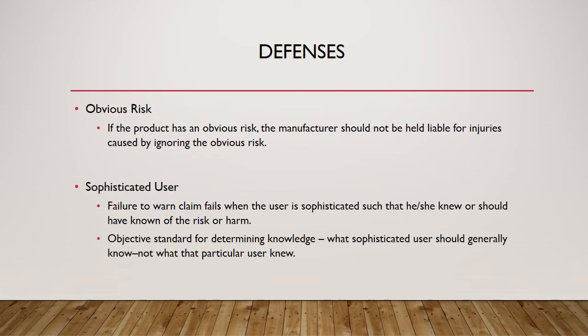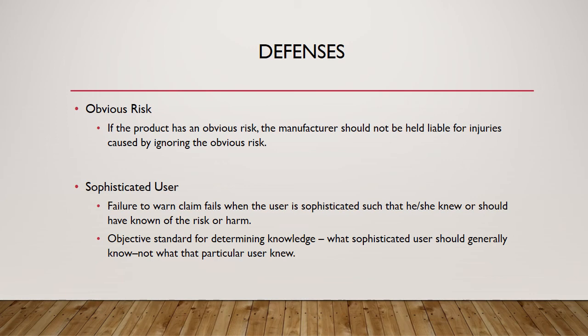Another defense is the obvious risk, and we've already done an example of this. If the product has an obvious risk, the manufacturer is not held liable for injuries caused by you ignoring that obvious risk. The example we did earlier is the gun. An obvious risk with a gun is that if you shoot yourself, you're going to injure yourself. The manufacturer is not going to be held liable for the user's failure to observe that obvious risk and not shoot themselves.